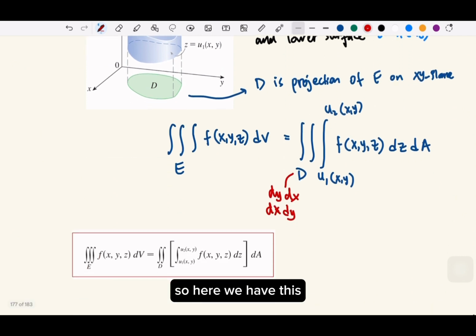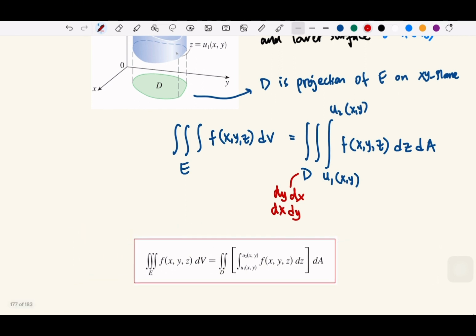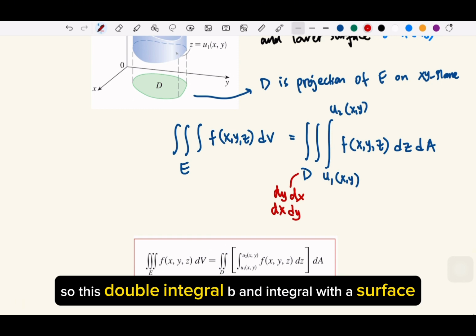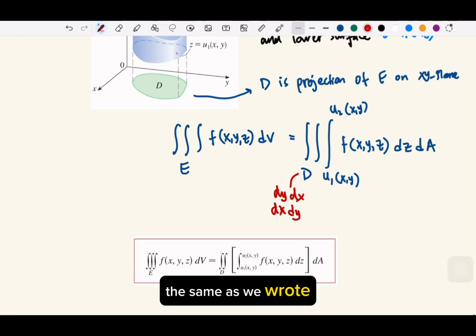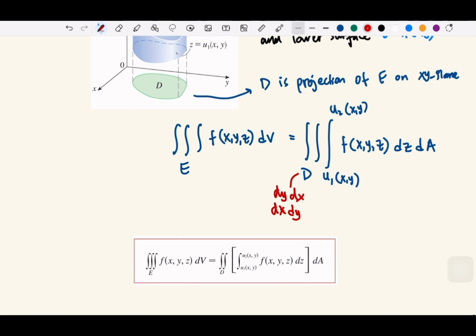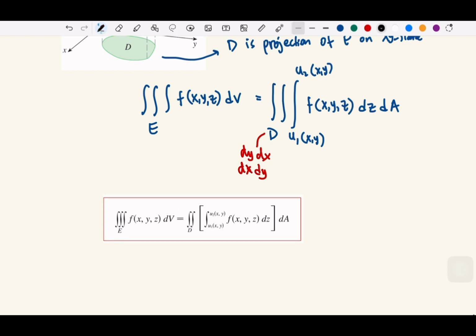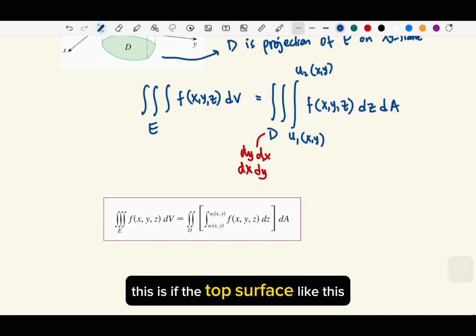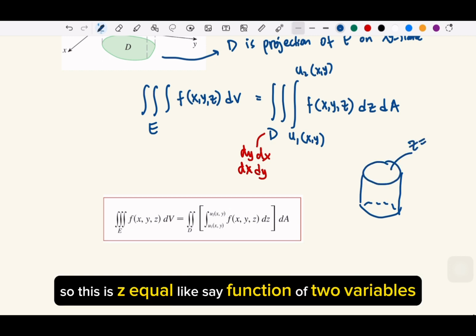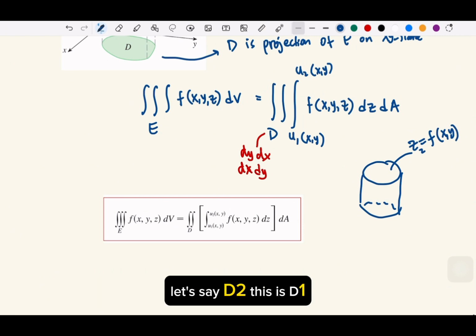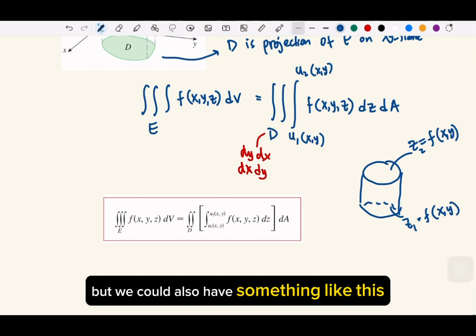So here we have this general expression: a double integral over D, and an integral with the lower and top surface functions, dz and dA, the same as we wrote. Now, this is if the top surface is like this. This is z, so z is a function of two variables, let's say z2, and this is z1, just the same as we did in the first case. But we could also have something like this.